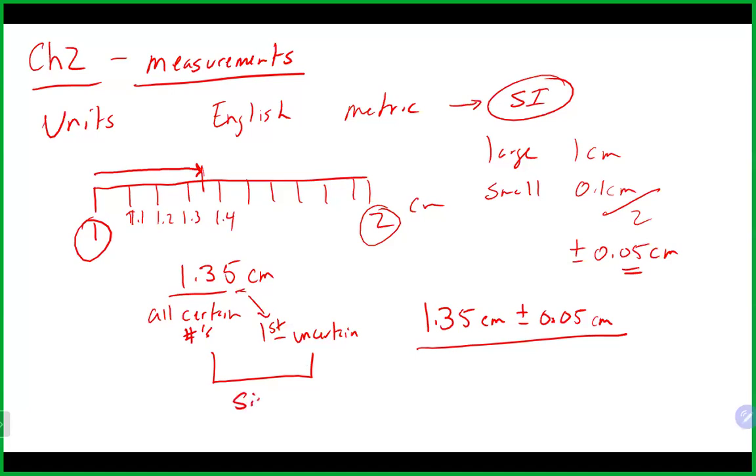The reason we do take all the certain numbers plus that first uncertain number is when you do that, that is what we call significant figures, right? And significant figures come from measurements or measured numbers. The other type of number that we come across are exact numbers, which are things that are counted or definitions, and they have an unlimited number of significant figures. Now, with significant figures, as a reminder, all non-zeros are significant.